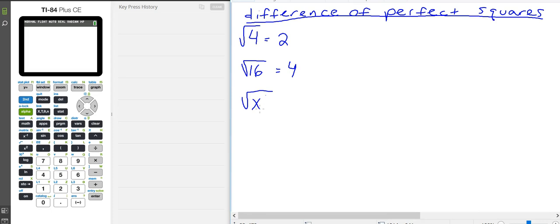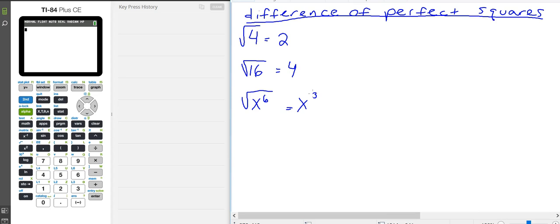Let's say we have the square root of x to the 6th. Whenever we have a variable with an even exponent, we just take half of that exponent, and that's our answer. So the square root of x to the 6th is x to the 3rd, and x to the 6th is a perfect square. In this video, we're going to discuss factoring when we have the difference of two perfect squares.